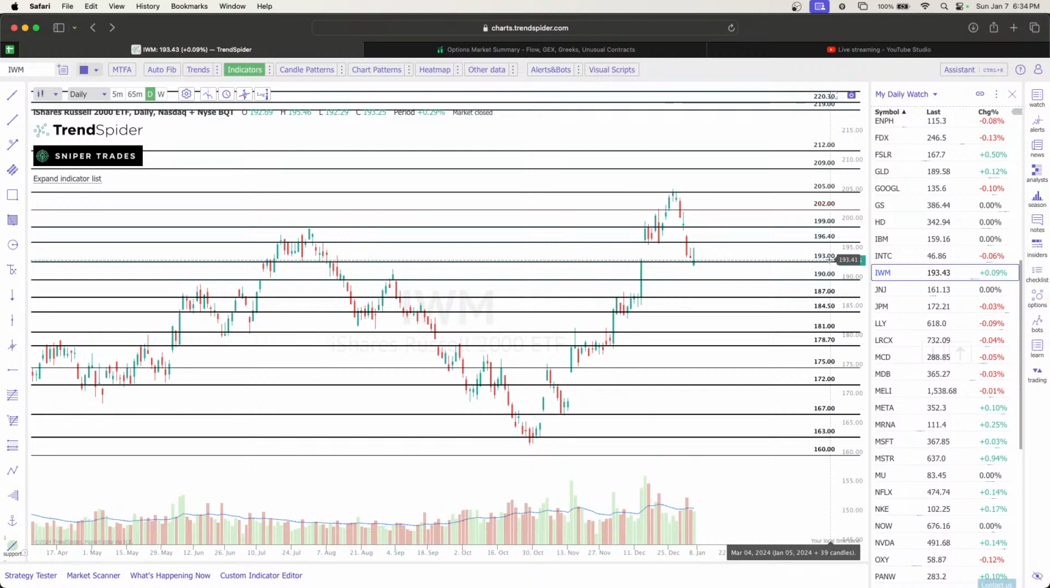MSTR had a very big call flow after the shooting star candle. We are consolidating about 600, 620. A big call flow for 700 calls for 119, over $1 million bet for the Bitcoin ETF.